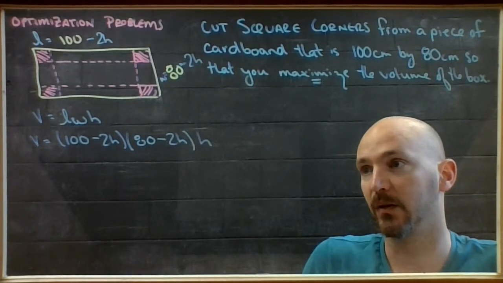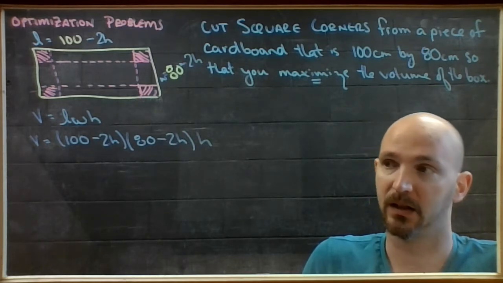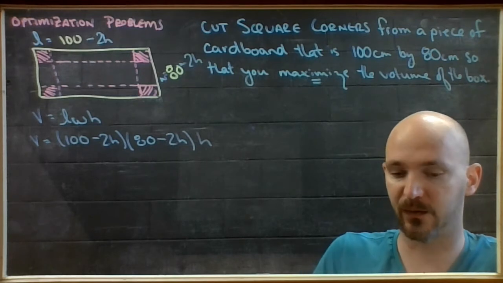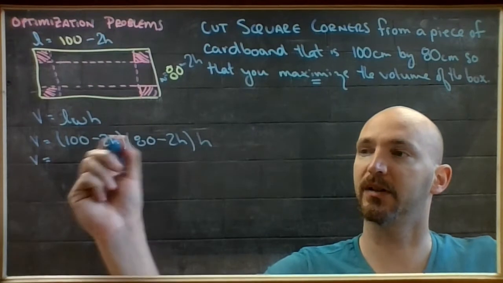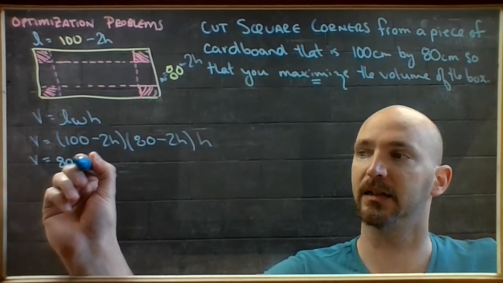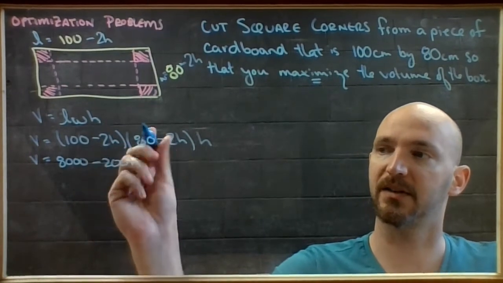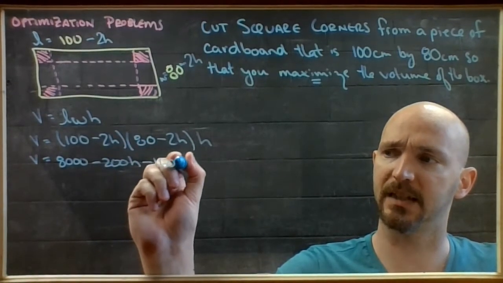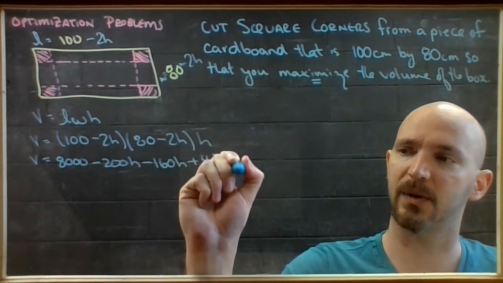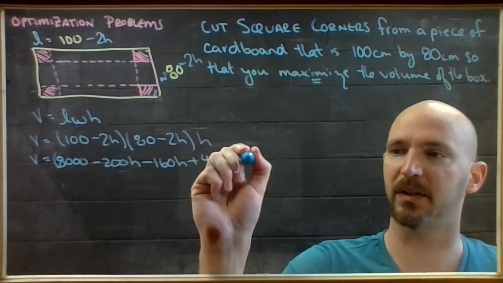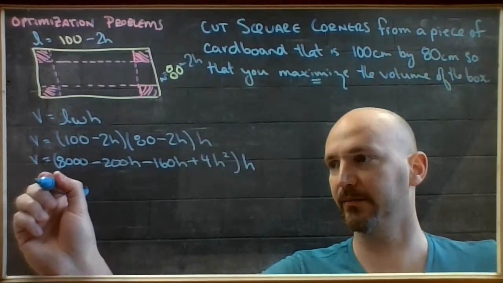Okay, so I can either FOIL that or I can do it as a three-way product rule. I'm going to choose to FOIL it because I can. 100 times 80 is 8,000. 100 times that is minus 200h. Minus 2 times that is minus 160h. Minus 2 times minus 2 is positive 4h squared. And all of that is still multiplied by a factor of h. Throw that in.